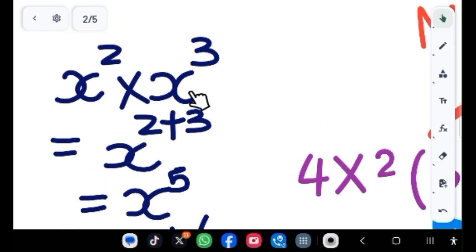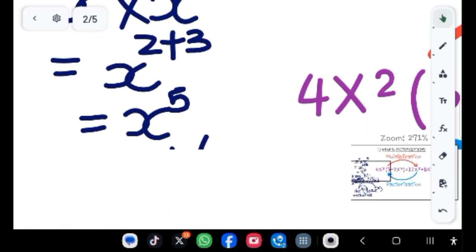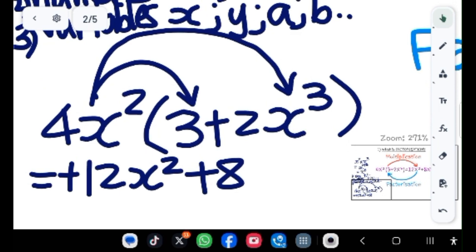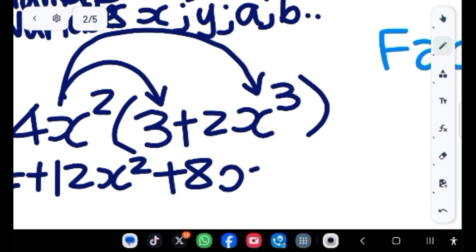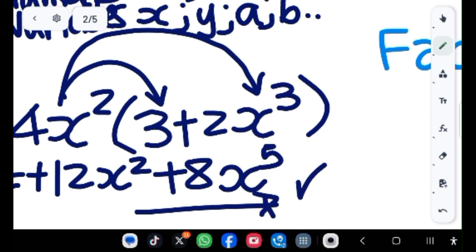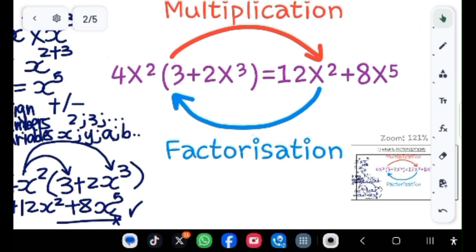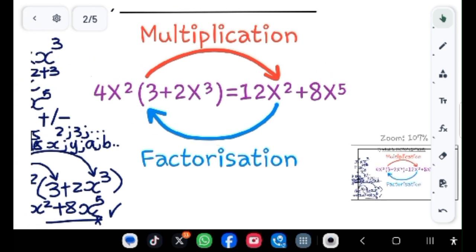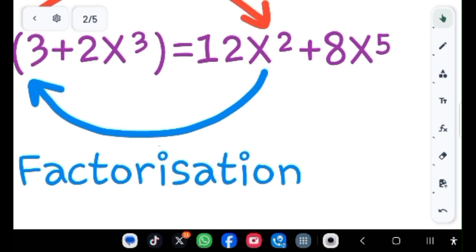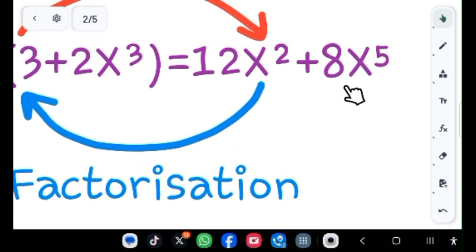Now when you multiply powers of the same base, you add the exponents, and that's exactly what we're doing. So what you do now is you go do the same thing, x to the power of 5, and that's your answer. That's how you multiply. Like I said, factorization is the reverse of multiplication. So what happens is that, how do we then go back?